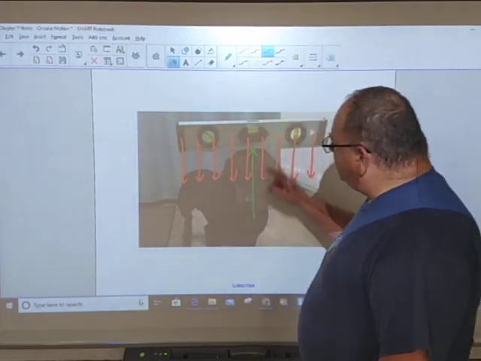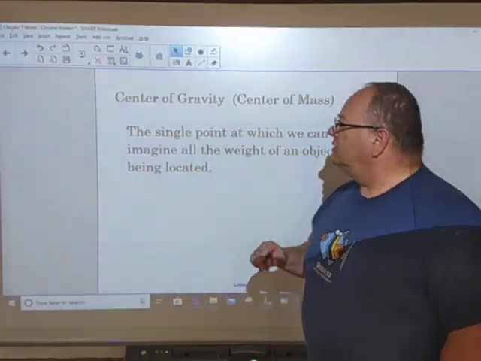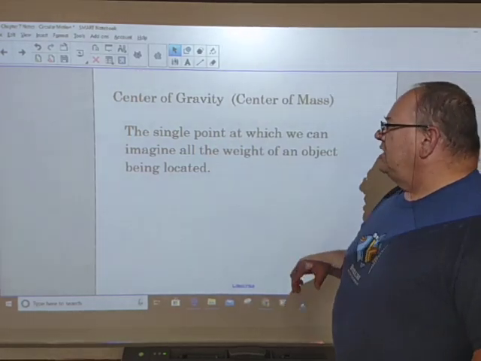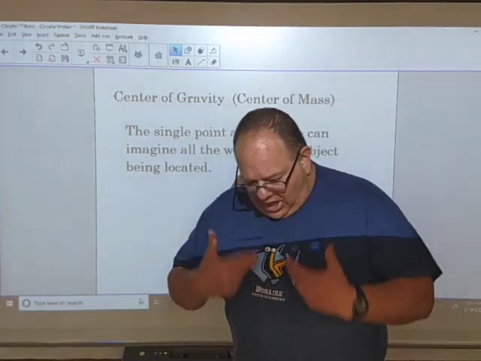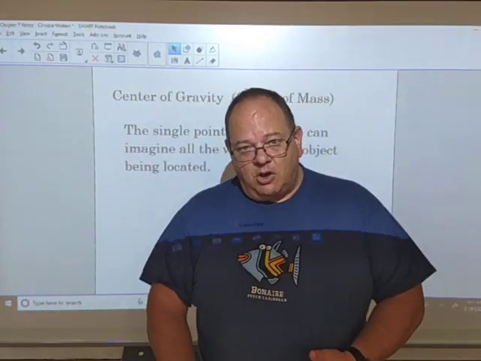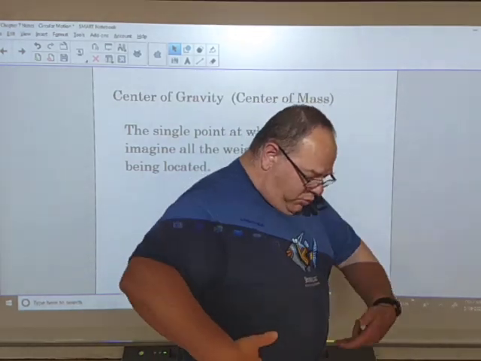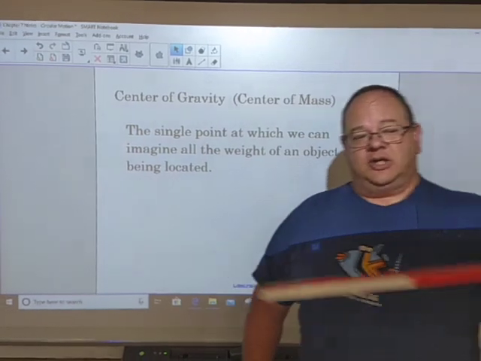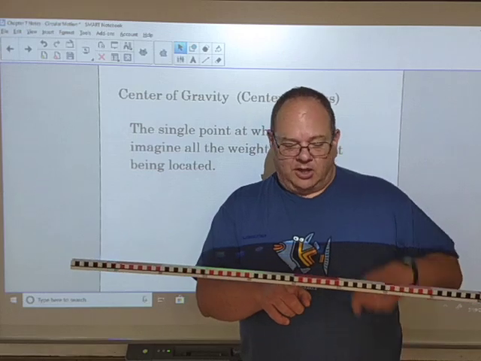What's that point at which we can imagine all those forces? That's called the center of gravity, or also called the center of mass. It's the single point at which we can imagine all the weight of an object being located. So I have a center of mass. It's that point where there's as much mass above as below, to the left as to the right, and to the front as to the back. There's a point somewhere in me where I have my center of mass. If we have a nice uniform object like the meter stick, well, the center of mass is right in the middle, right at the 50 centimeter mark.